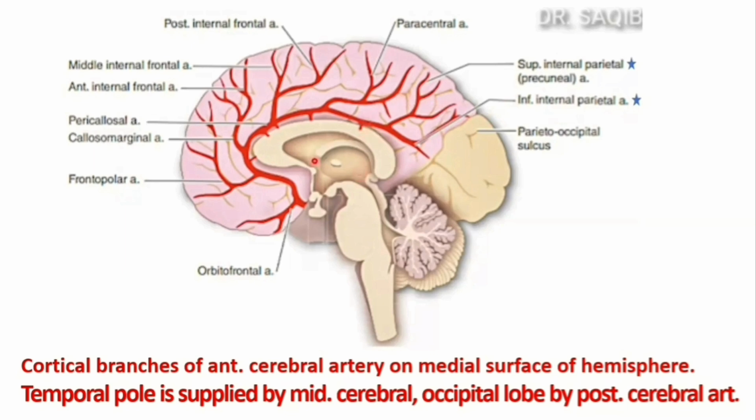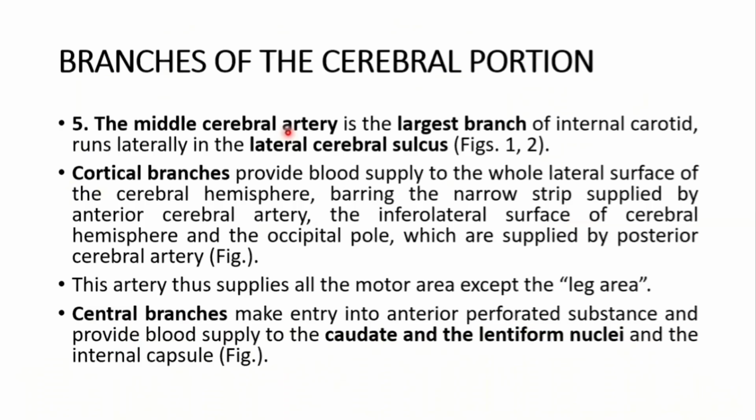And you could see this, the temporal pole is supplied by the middle cerebral artery, and the occipital lobe by the posterior cerebral arteries, right? Branches of the cerebral portions of the anterior cerebral artery.